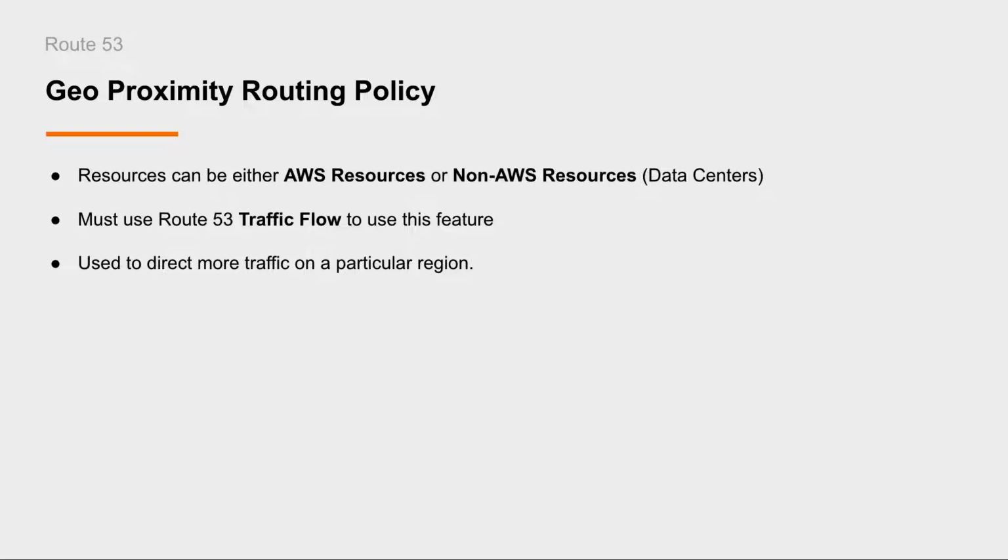These resources can be either AWS resources or non-AWS resources, for example, your data centers running on premises. However, in order to implement geo-proximity routing policy, you must use Route 53 traffic flow. This is used to direct more traffic to a particular region. Let's say you are shifting from one region to another region. You can use geo-proximity routing to divert more traffic to one particular region than the other.